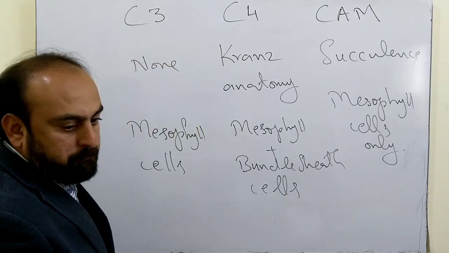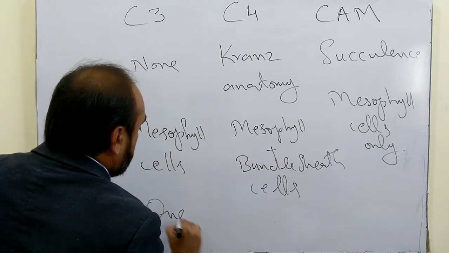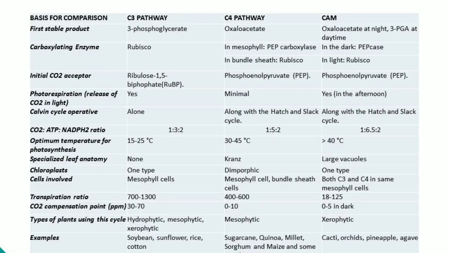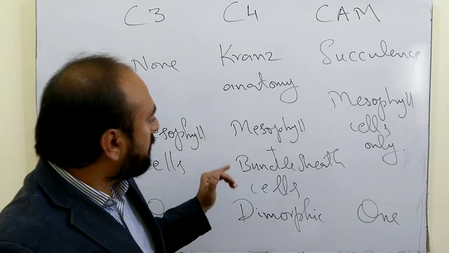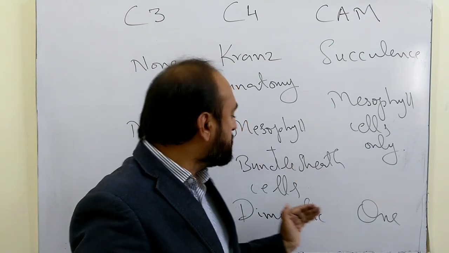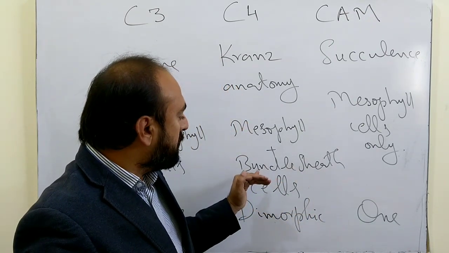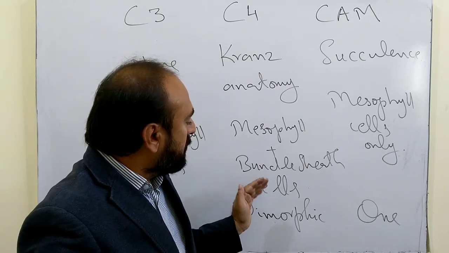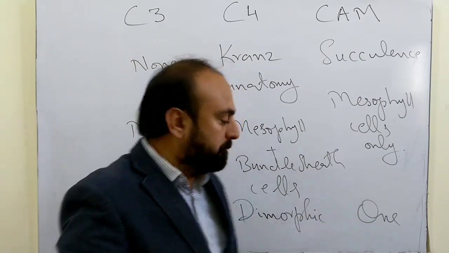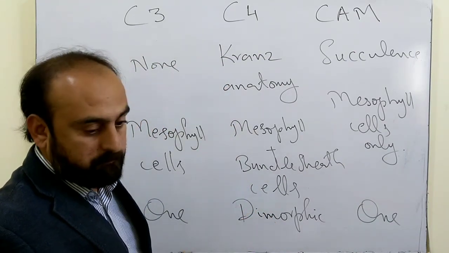And if we talk about chloroplasts, C3 plants have only one type of chloroplast. C4 plants have dimorphic chloroplasts, and CAM plants also have one type of chloroplast. Dimorphic chloroplast means C4 plants have two types of chloroplasts. In mesophyll cells, the chloroplasts are shorter and they are granal. It means they have granal thylakoids. Whereas bundle sheath cells have larger chloroplasts which are centripetally arranged, and they are agranal. They only have photosystem 1. So C4 plants have dimorphic chloroplasts.